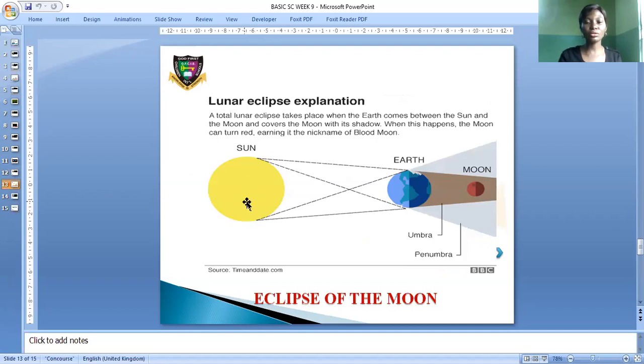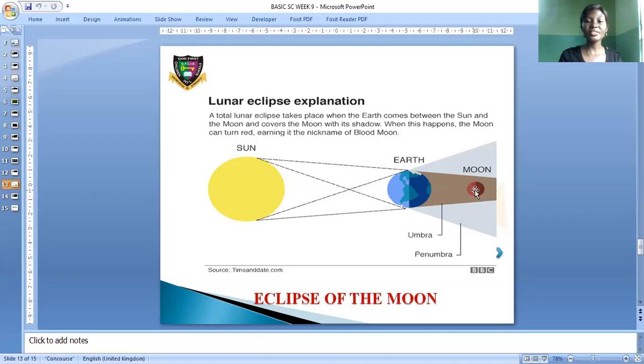Now this is the sun also, and this is the moon. So when the earth is in between the sun and the moon, lunar eclipse will occur. So the earth will be blocking the moon from receiving light from the sun. So when this happens, lunar eclipse will occur.